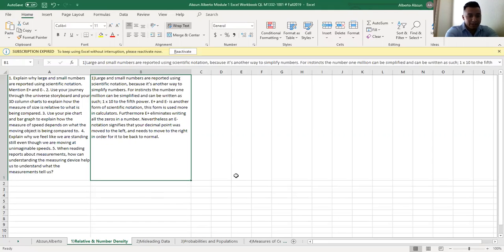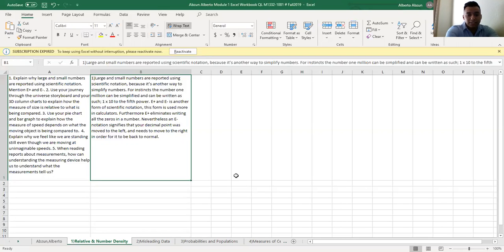That says, explain why large and small numbers are reported using scientific notation. Mention E plus and E minus. So large and small numbers are reported using scientific notation because it's another way to simplify numbers. For instance, the number 1 million can be written as 1 times 10 to the 5th power. So that eliminates pretty much all the zeros in that large number.